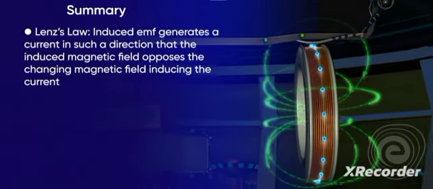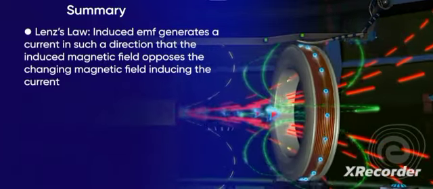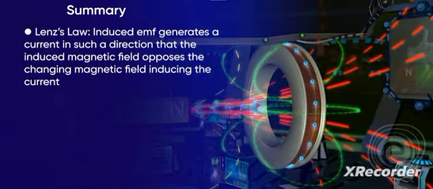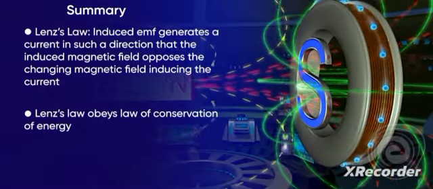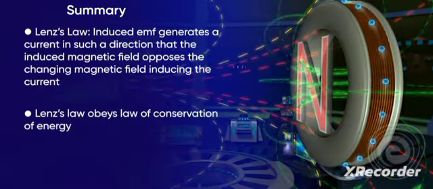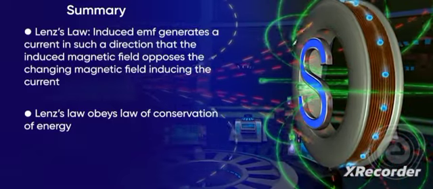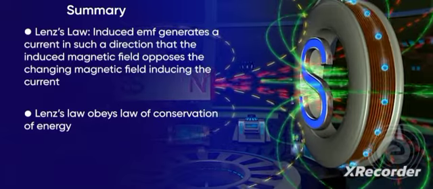To summarize, an induced EMF generates a current in such a direction that the induced secondary magnetic field opposes the magnetic field inducing the current. This is known as Lenz's law. To satisfy the law of conservation of energy, it is imperative for induced current to flow in such a direction that the magnetic effect produced by the induced current opposes the external magnetic field.